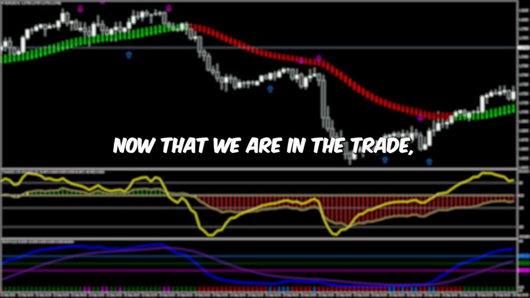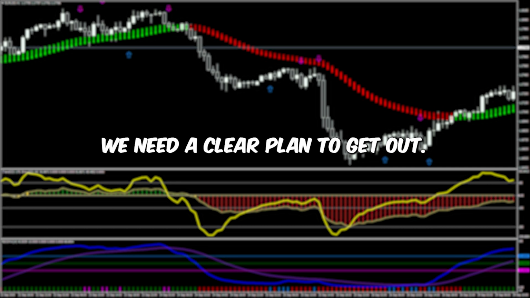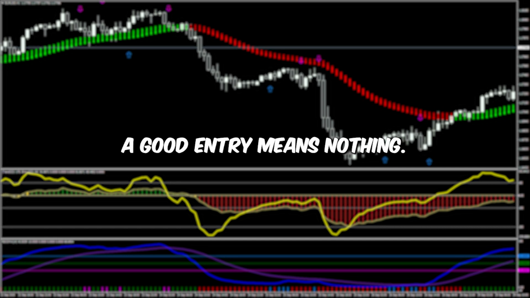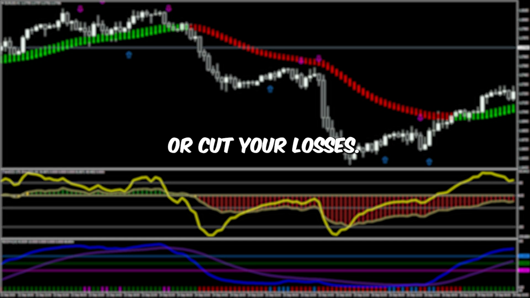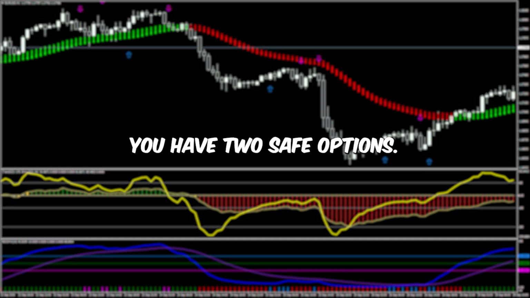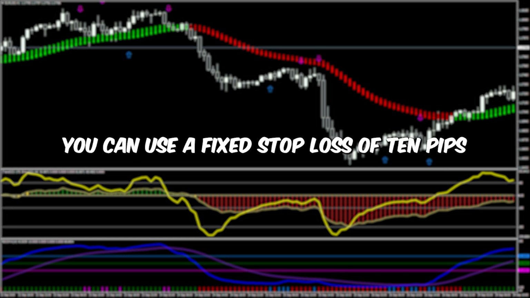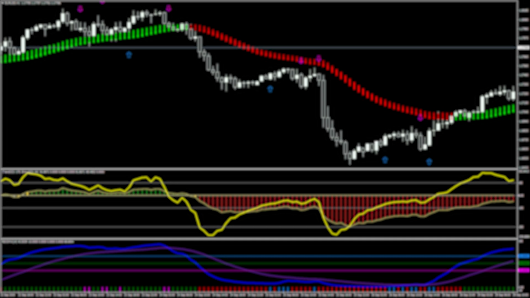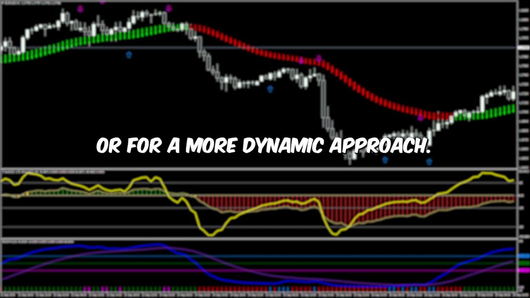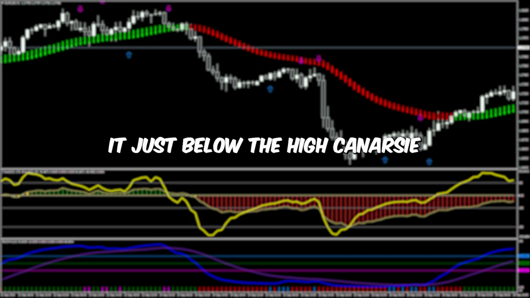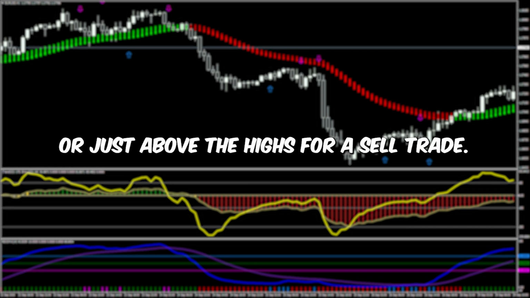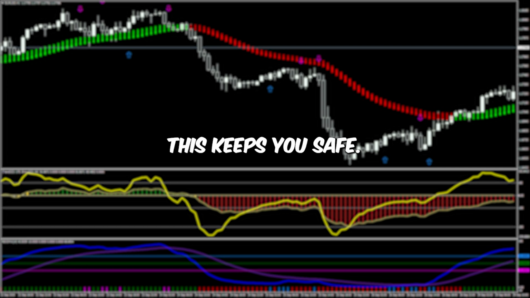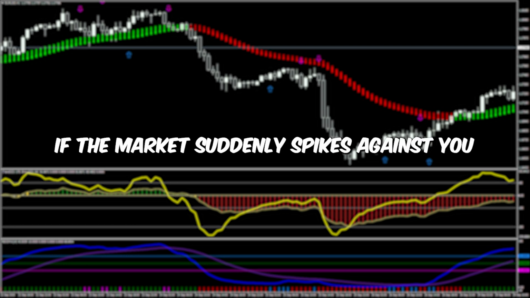Now that we are in the trade, we need a clear plan to get out. A good entry means nothing if you don't know when to bank your profits or cut your losses. For your stop loss, you have two safe options. You can use a fixed stop loss of 10 pips, or for a more dynamic approach, place it just below the Heikin-Ashi smoothed lows for a buy trade, or just above the highs for a sell trade. This keeps you safe if the market suddenly spikes against you.